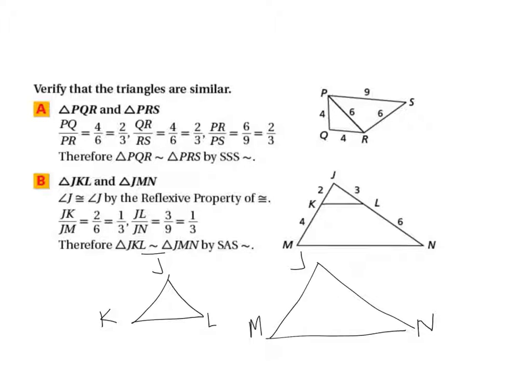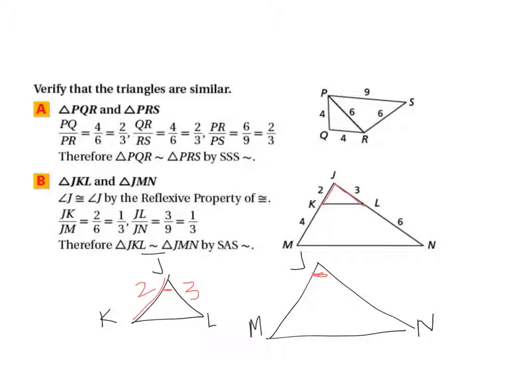So the first thing I'm looking at is the length of JK. My first small triangle I redrew over here. The length of JK should be 2. The length of JL is 3, according to this image. And the last thing I want you to see is that angle J is congruent to the angle J in the large triangle I drew because they're the same angle. So they have to be congruent. That's the reflexive property.